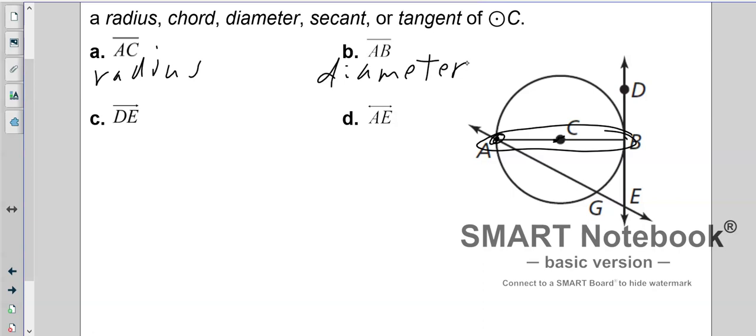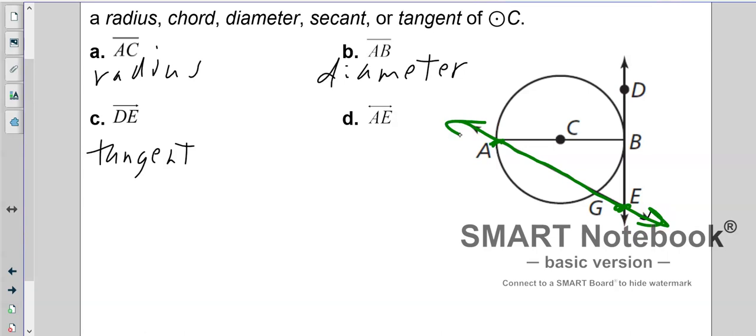DE, notice DE is a ray. Okay, it could be a line in this case, but it's this one right here, DE. Well, that is just touching at B. So that's a tangent. AE, well, that's kind of hard to see because of the mess I made, so let's clean this up a little bit. AE is from here to here. Notice it's a line touching the circle at A and G. All right, that makes this a secant.